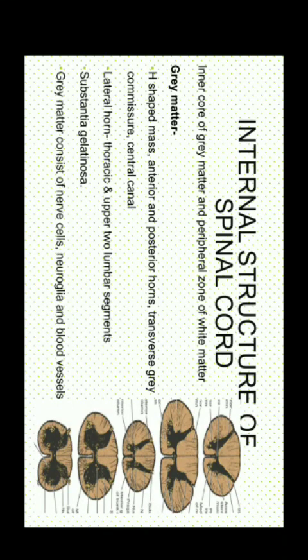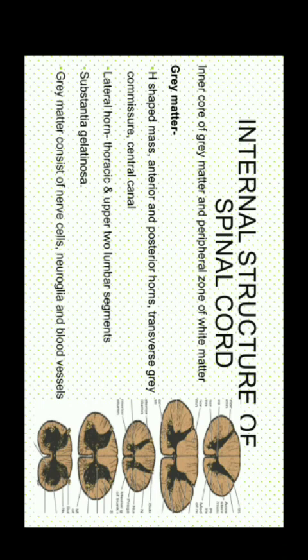The cut section of the spinal cord shows the gray matter, and on its peripheral zone the white matter. These are cut sections of the spinal cord at different levels. This is at the cervical level, this is at the thoracic, this is at the lumbar, and the lower one is at the sacrum.